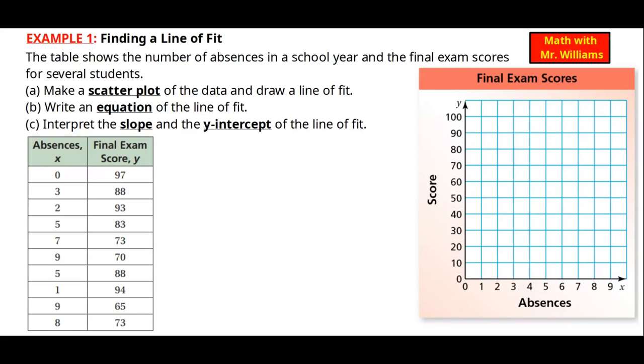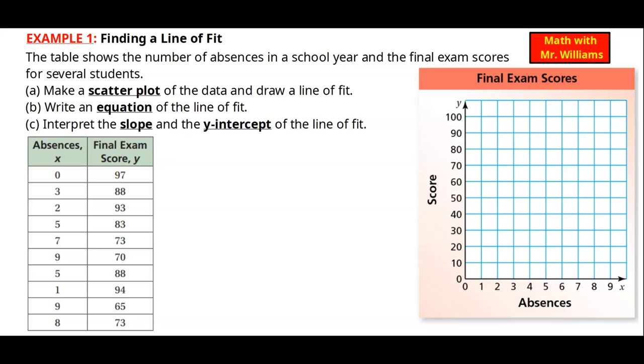Math with Mr. Williams, Example 1, Finding a Line of Fit. The table shows the number of absences in a school year and the final exam scores for several students. Make a scatter plot of the data and draw a line of fit. Write an equation of the line of fit. Interpret the slope and y-intercept of the line of fit.